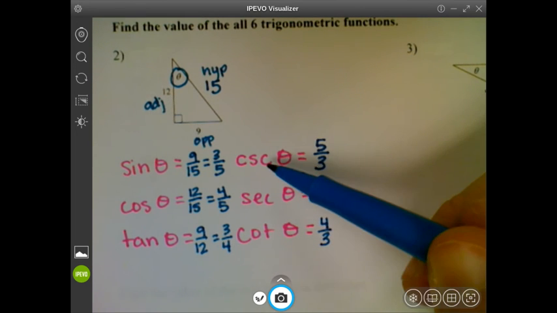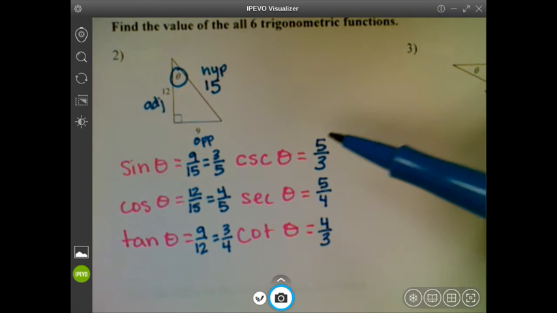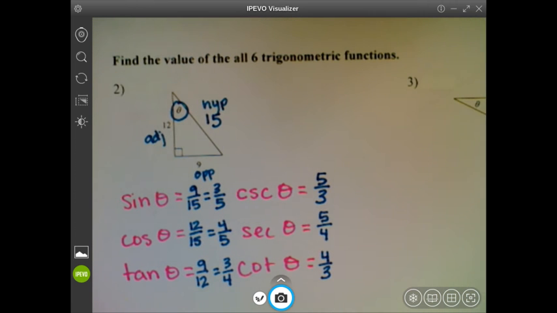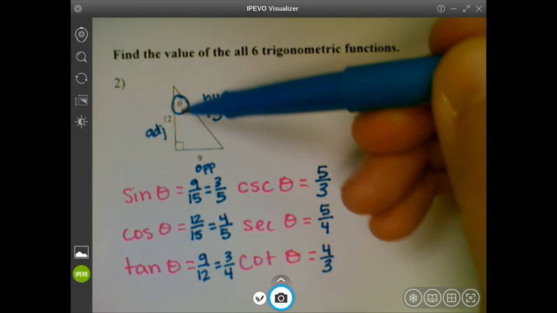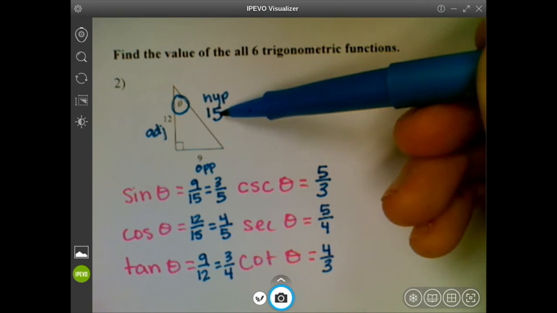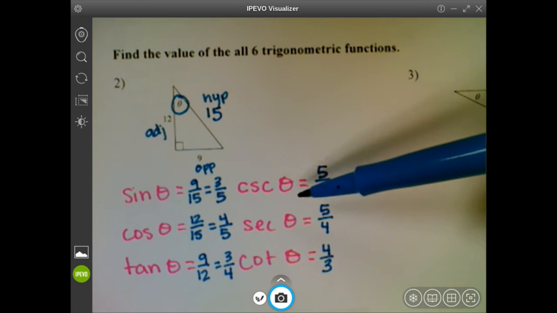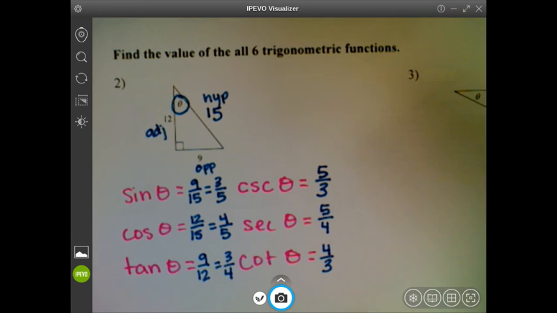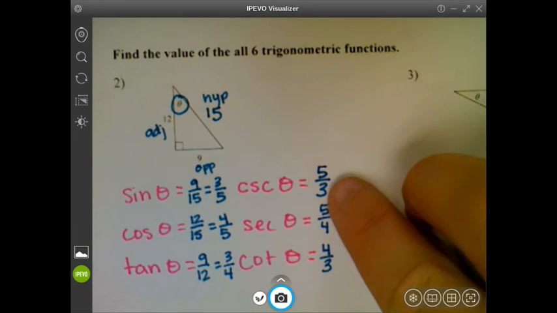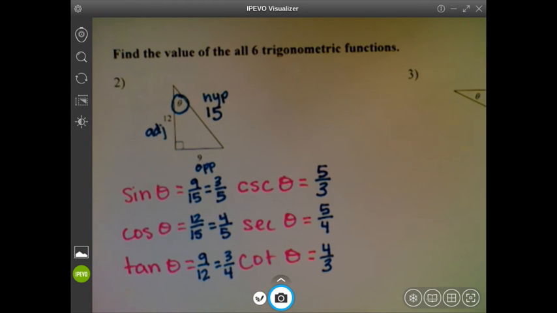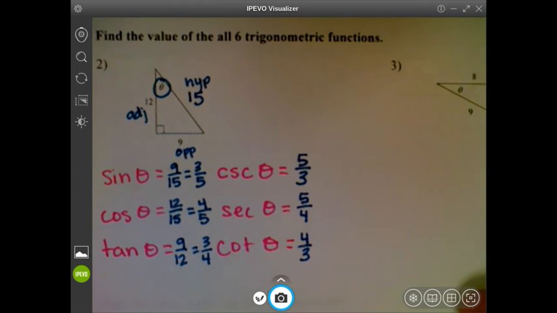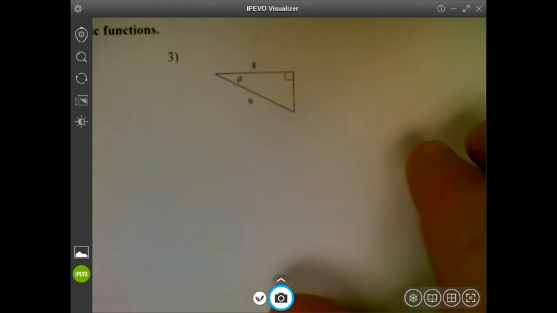You could also go back to your triangle and know that the cosecant is hypotenuse over opposite, and then simplify. You would also get 5 over 3. But it's actually going to be easier and more beneficial if you just know that it's the reciprocal, so just flip it over. All right, number 3, same thing.